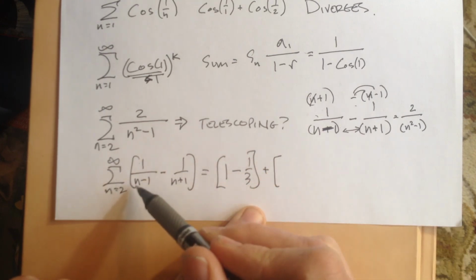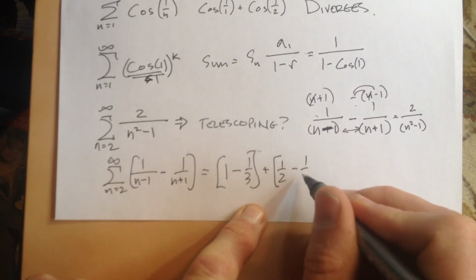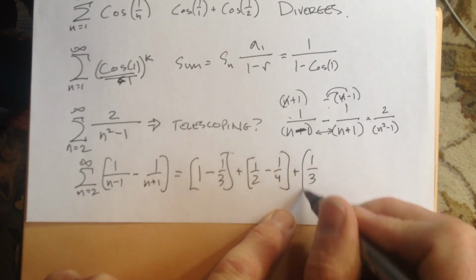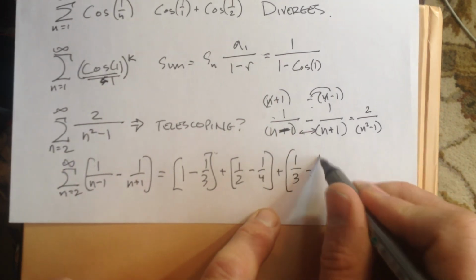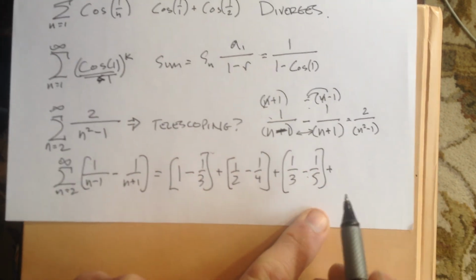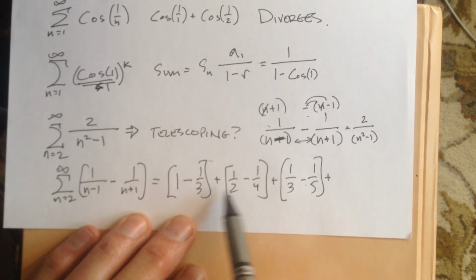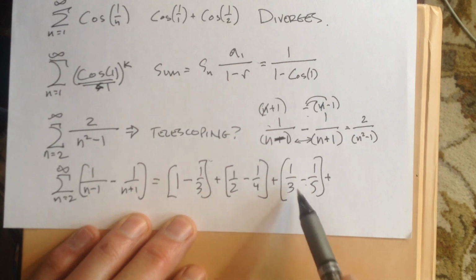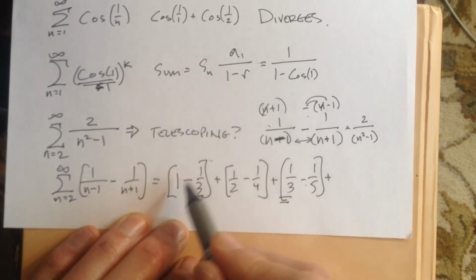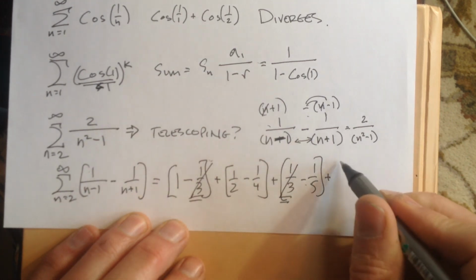When I plug in 3 right there, I get 1/2 minus 1/4, and then I add to that 1/3 minus 1/5, and so on. I'll just do one more term. But notice that it's going by a regular interval of 2, so it's very predictable. I have a minus 1/3 here, but I have a plus 1/3 there. So if I break down these parentheses, I know that this is going to cancel with that. And actually, let me do one more.